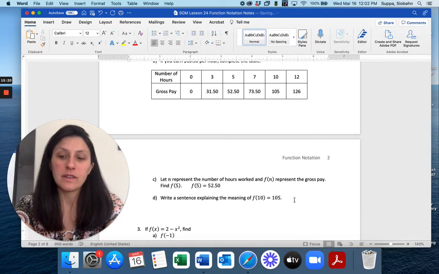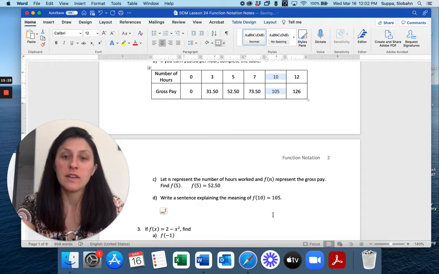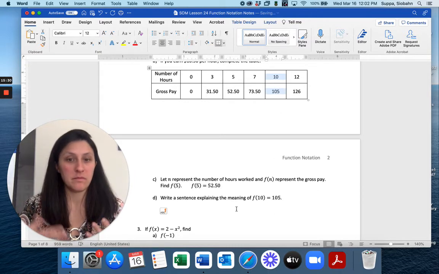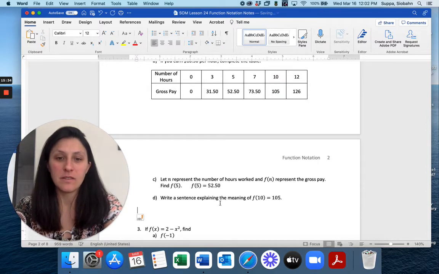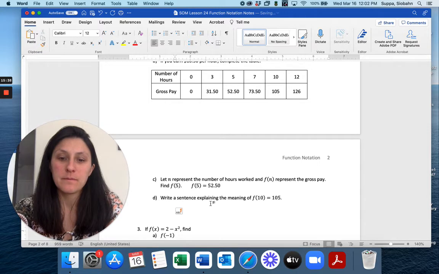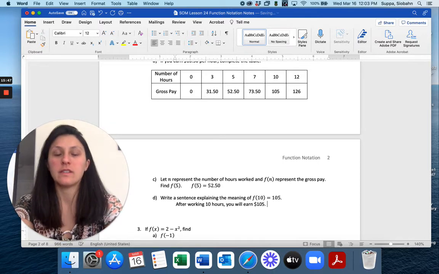Okay, and then part D, this says write a sentence explaining the meaning of f of 10 equals 105. So see here we got f of 10 equals 105. So what does that mean in simple language, right? In non-mathematically complex language. This means after working 10 hours, you will earn $105.